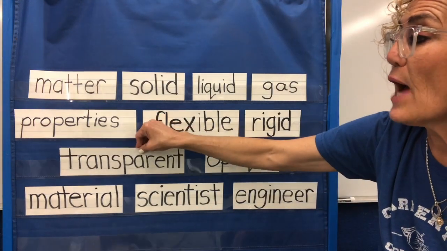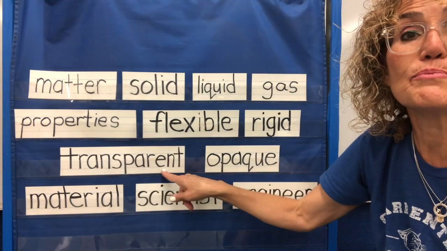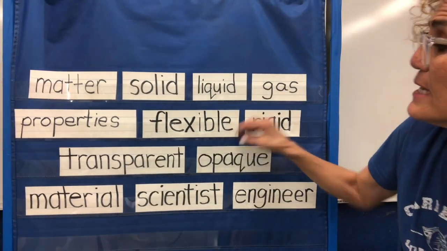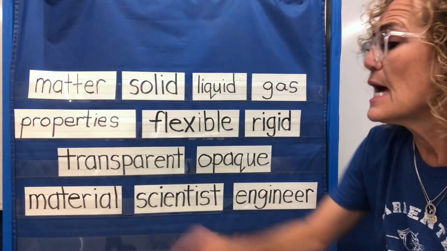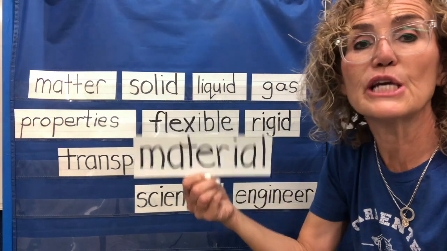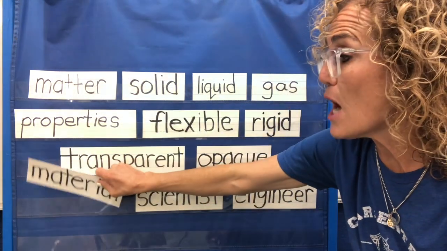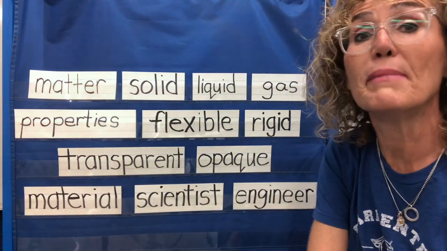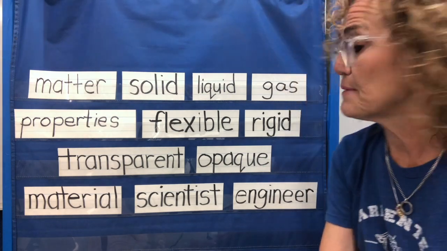You can also have something where you can see through it, and that means it is transparent. If you cannot see through it, it is opaque. Now, we're really going to be focusing on this word today, material, and the properties of material. A lot of our solids are made out of different materials: wood, plastic, different things like that.